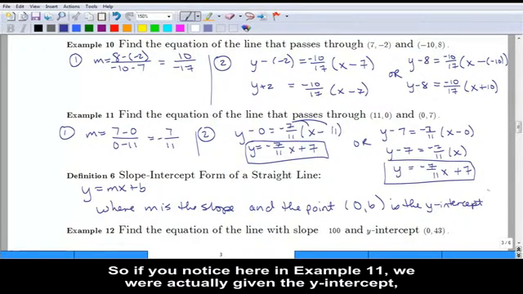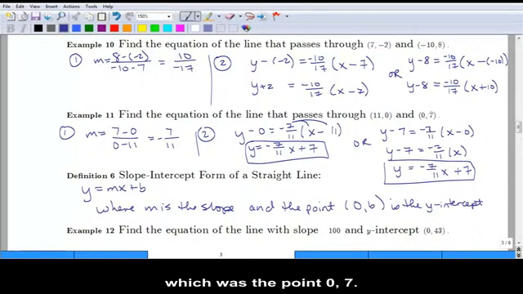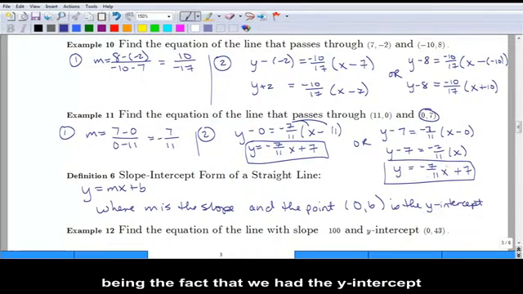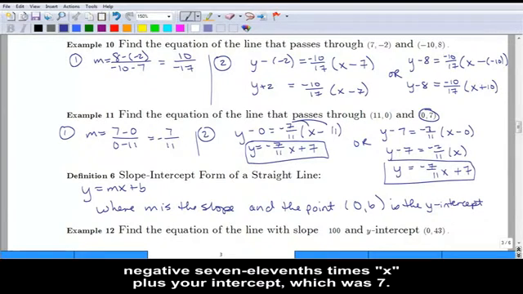So if you notice here in example 11, we were actually given the y-intercept, which was the point 0, 7, and so we could have gone straight to the slope-intercept form, being the fact that we had the y-intercept, and just plug this in to get your slope, negative 7/11 times x plus your intercept, which was 7.